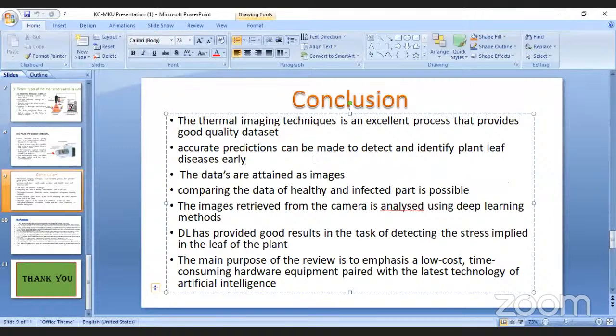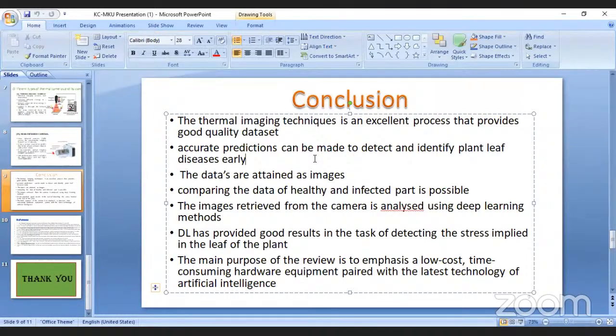The thermal imaging technique, conclusion. The thermal imaging technique is an excellent process that provides a good quality data set. It provides accurate predictions which can be made to detect and identify plant leaf disease at an early stage itself. The data are attained as images, so it provides the possibility of comparing the data of healthy and infected parts of the plants. The images retrieved from the camera are analyzed using deep learning methods.